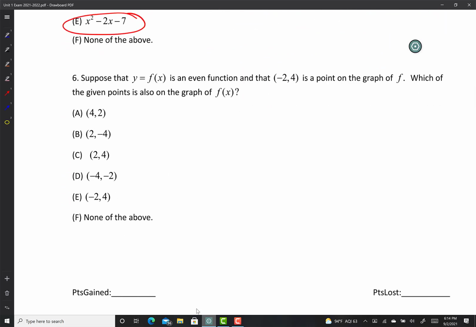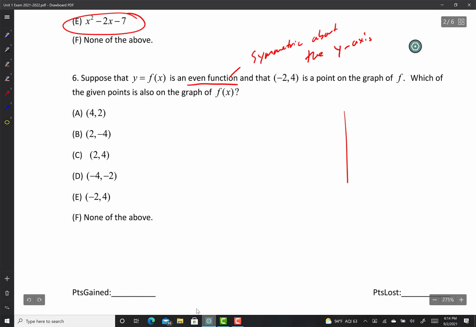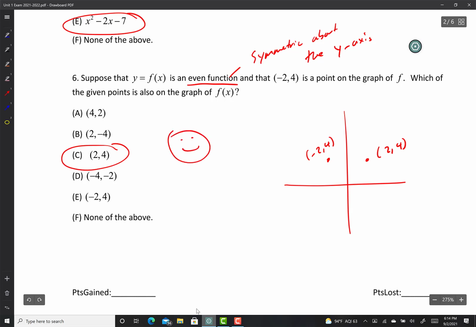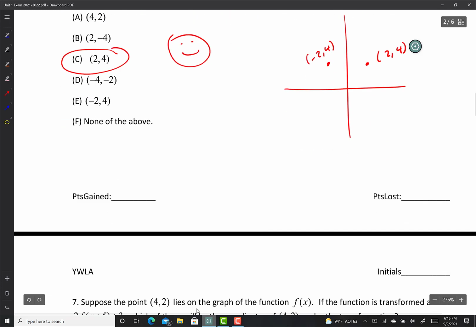Suppose that f of x is an even function. So that means symmetric about the y-axis. And the point negative 2, 4 is a point on the graph of f. Which of the given points is also on the graph of f of x? Well, negative 2, 4 is right there, and this is just an approximate. So if I'm symmetric about the y-axis, that means I'm going to be here at 2, 4. Yay. All right, guys, let's go to the next one.